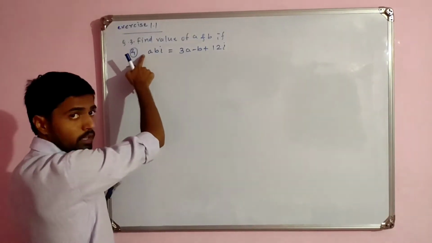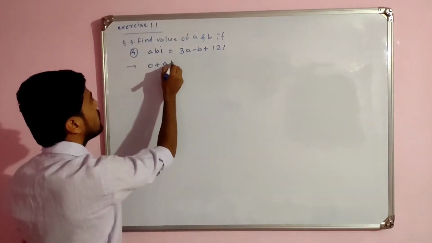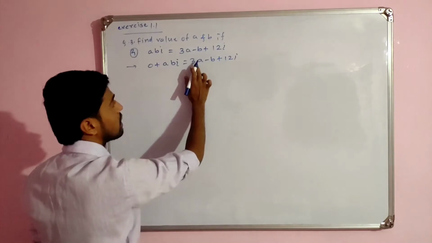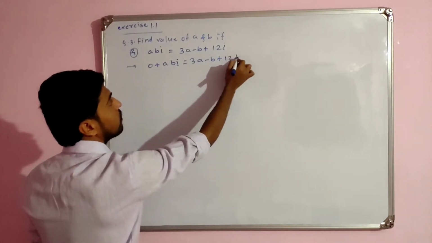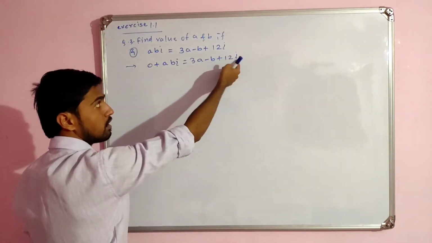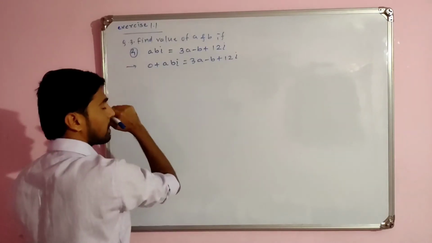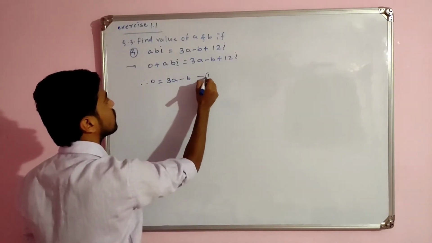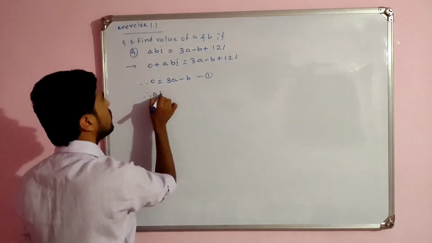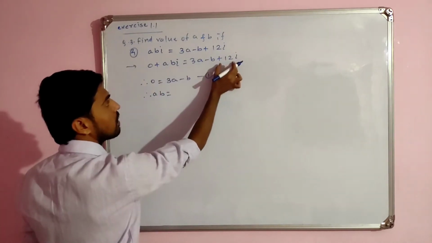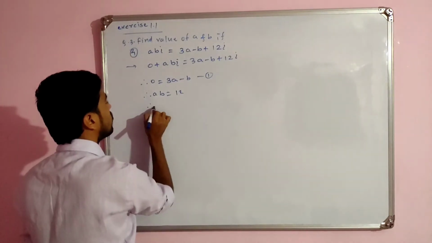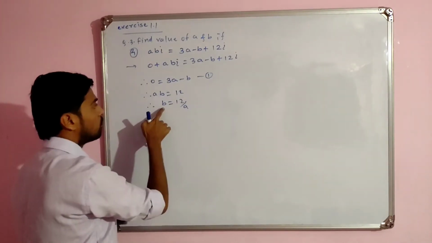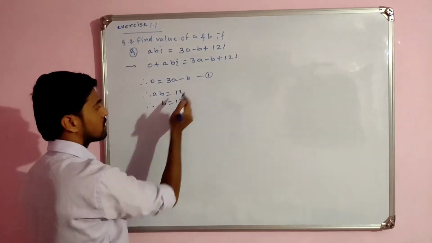Here there is no real part, so 0 plus abi is equal to thrice a minus b plus 12i. Thrice a minus b is the real part, and 12 is the imaginary part, because it is the coefficient of i. So comparing real part and imaginary part, 0 is equal to thrice a minus b, suppose this is equation number 1, and ab is equal to 12. So the value of b is equal to 12 upon a.